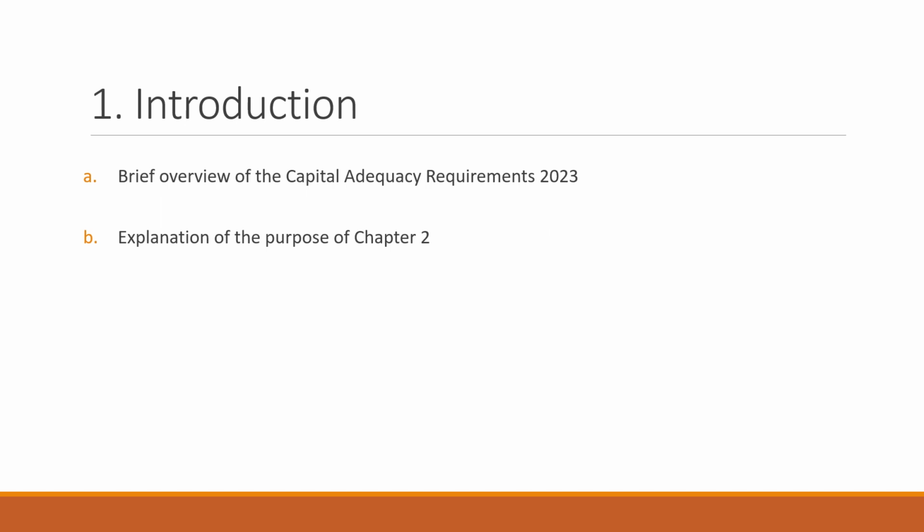Chapter 2 of the document provides an overview of the key concepts related to capital adequacy requirements, including definitions of capital, risk-weighted assets, and the Common Equity Tier 1, CET1, Tier 1, and total capital ratios. It also outlines the minimum capital requirements for each of these ratios and discusses the importance of maintaining capital buffers.